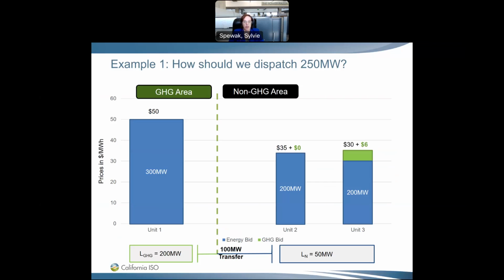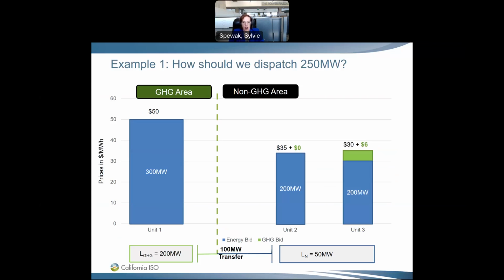So if we try to do this the way that we did at the beginning of chapter 1, we would just go by least cost dispatch. But we do need to be cognizant of the transfer constraint. We also need to think about these separate preferences. So first, let's consider the non-GHG area. Unit 3 is the cheapest to serve non-GHG load at $30 per megawatt hour. So that's the $30 in black on top of that unit. And we can take 50 megawatts of that resource.